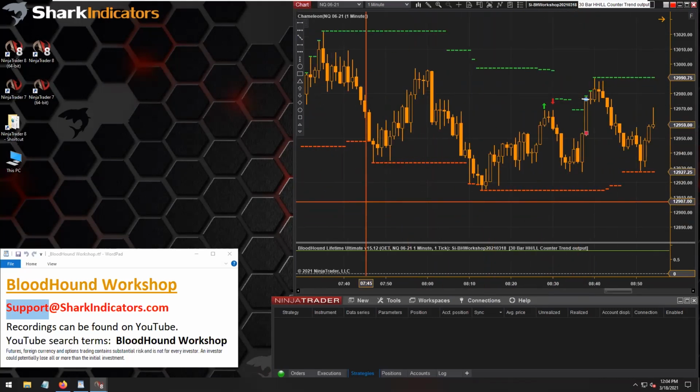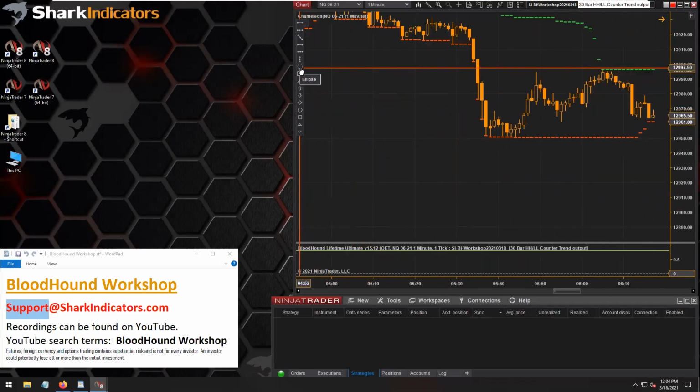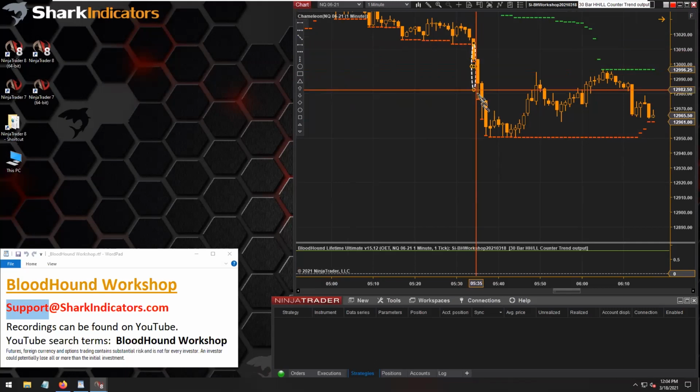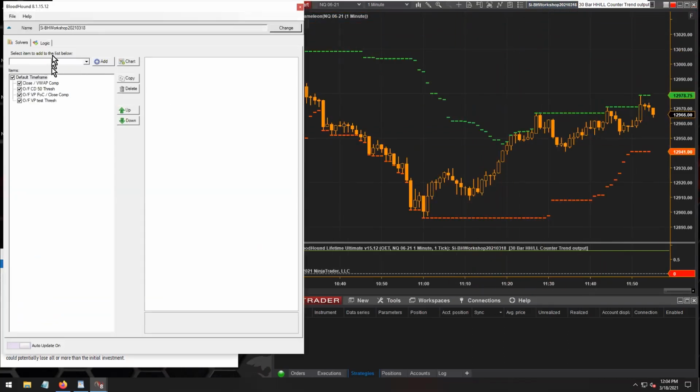Let's see if we have some better examples back here. Yeah, here we go. We got this nice downtrend. So we'll have a bunch of bars that we'll have an output on as new lower lows are being made, something like that. Okay, so let's get BloodHound open.